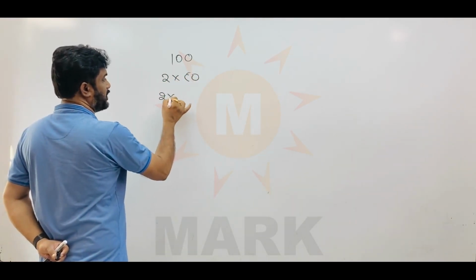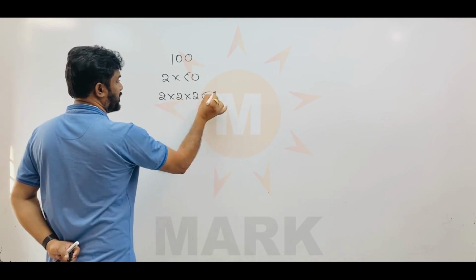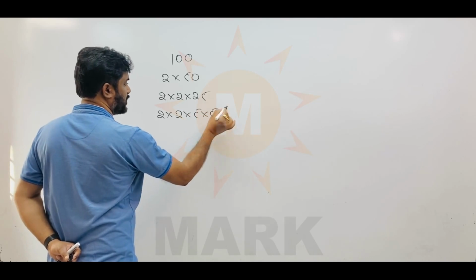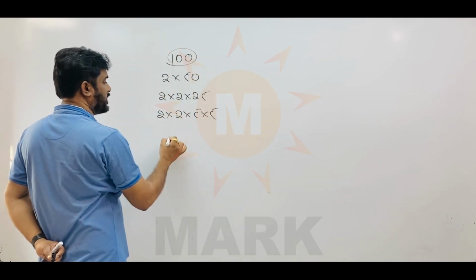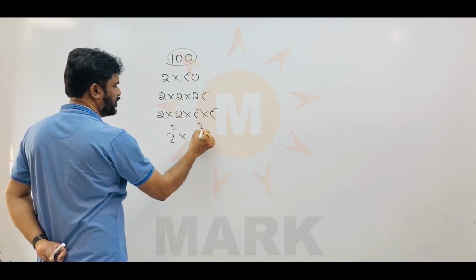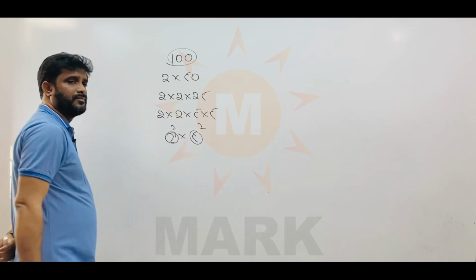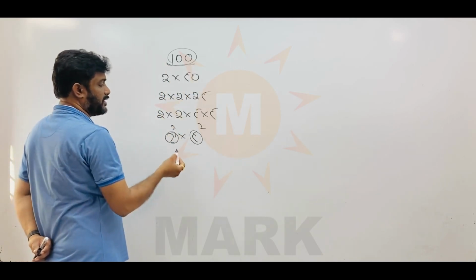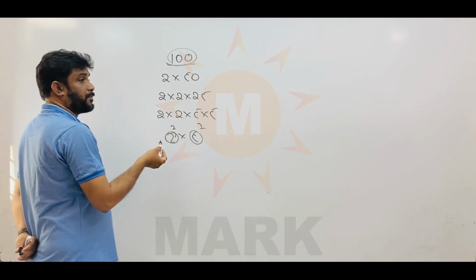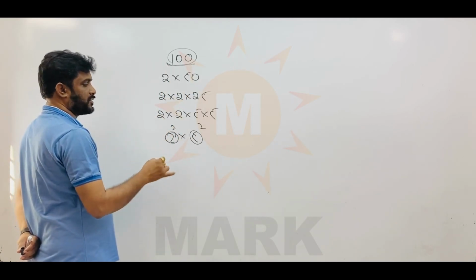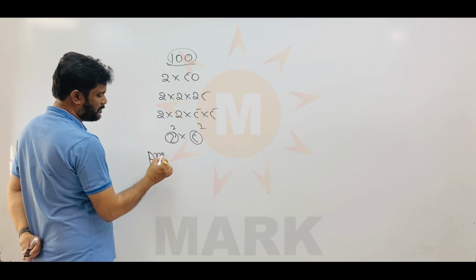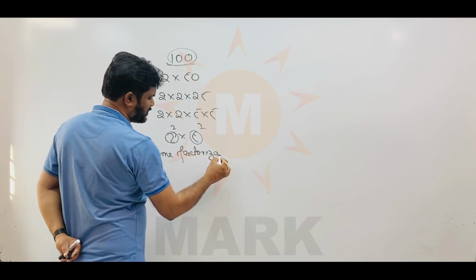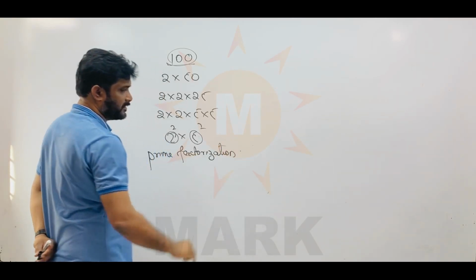So 50 can be written as 2 into 25. Again, 25 can be written as 5 into 5. So finally, 100 I can write as 2 power 2 into 5 power 2. 2 and 5 are prime numbers. So this method, writing a composite number as a product of prime numbers along with their powers, is called the prime factorization method.